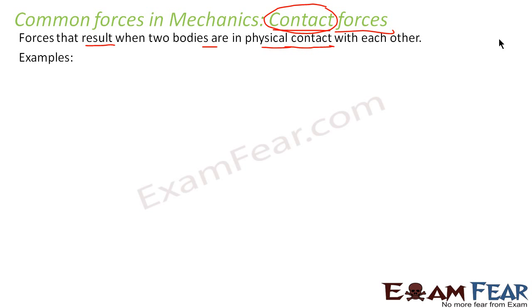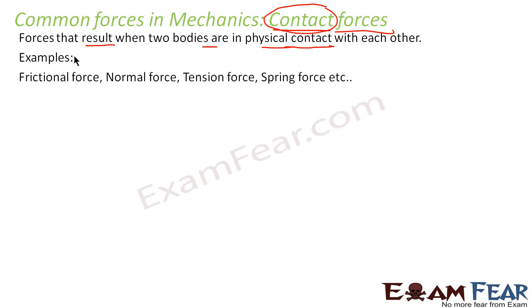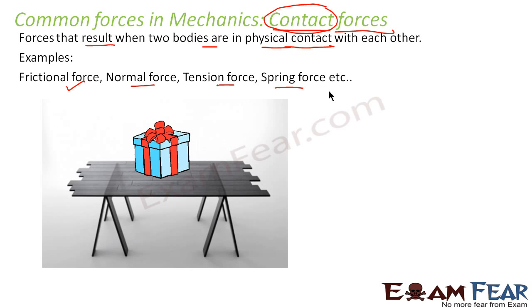Let us take some examples of contact force. For example, the very famous frictional force, normal force, tension force, spring force, etc. These are some of the contact forces. So let us look at a scenario where we have this box which is lying on this table. So that means this box is in contact with the table. So which is the surface where it is in contact with the table? We can say this is along this surface. Here we can see that the box is physically in contact with the table.